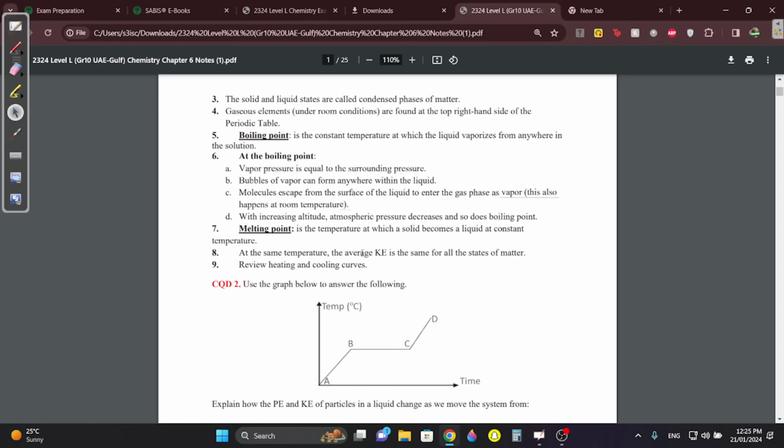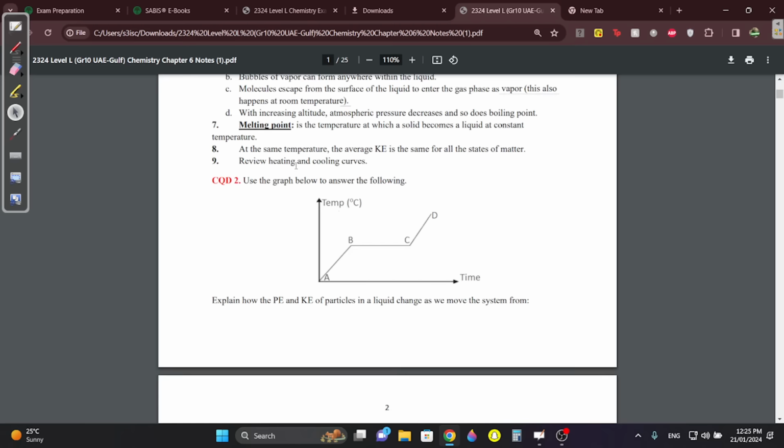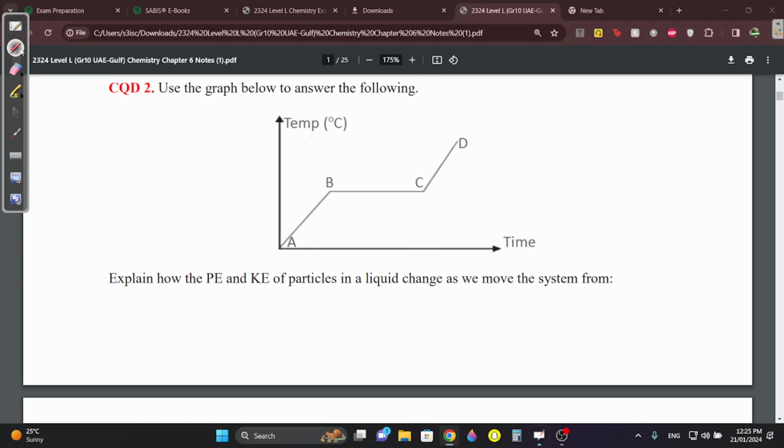At the same temperature, remember, same average kinetic energy. We said this from chapter 5. And then this is the heating curve, cooling curve. For the most part, most of this is repeat, and I don't think they asked about the heating curve or cooling curve in any of the AMSs or periodics.